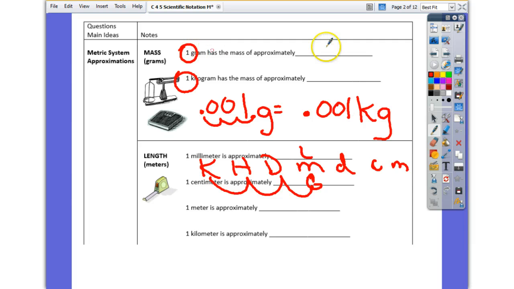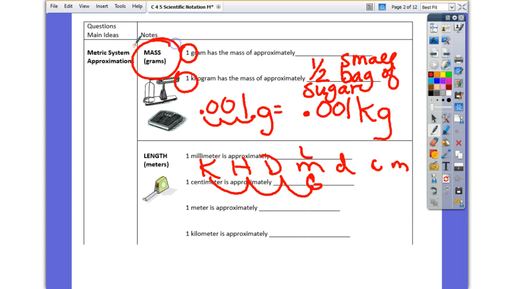That's how small a gram is to a kilogram. Well, if we said 1 gram is 1 small paper clip, one way to look at a kilogram, especially since some of you are baking cookies, is the small bag of sugar you buy. I think it's like a small 5-pound bag of sugar. So about a half of that. So about a half of a bag of sugar. Small bag, not the big bag. Just to kind of give you an idea of what it would feel like if you were holding it. All right? So that's when we're dealing with mass or grams.